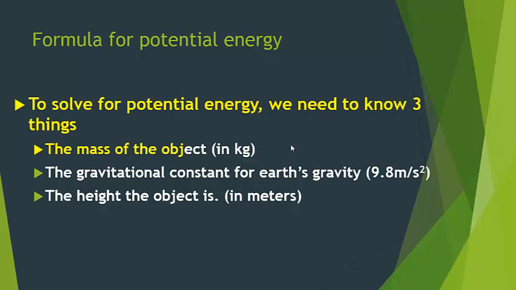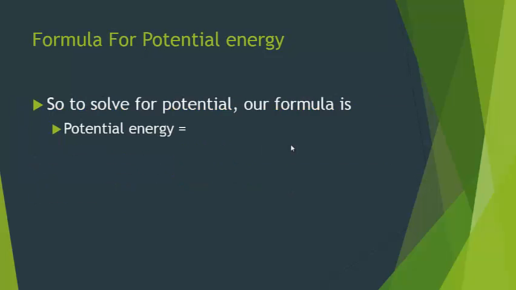The mass of the object, and this is done in kilograms. The gravitational constant for Earth. So we need to know the Earth's gravitational level, and on Earth it is 9.8 meters per second squared. So it is a type of acceleration. And then the height the object is, and this is recorded in meters. So we need to know the mass, the gravitational constant, and the height the object is. Now that we know those three things are required, we can learn the formula.